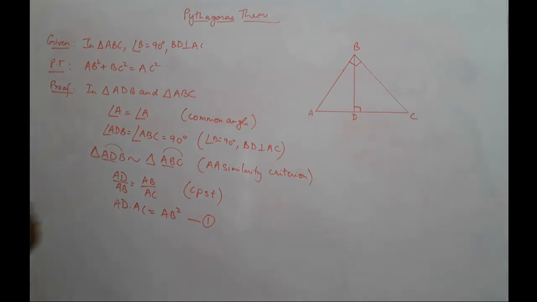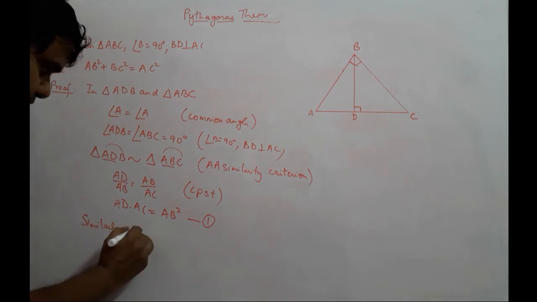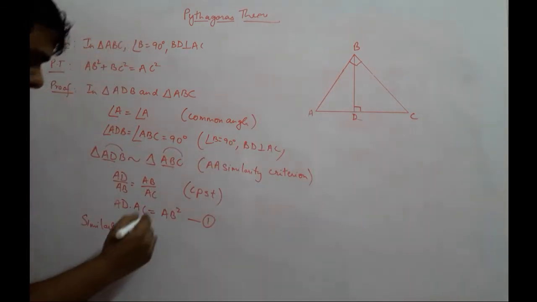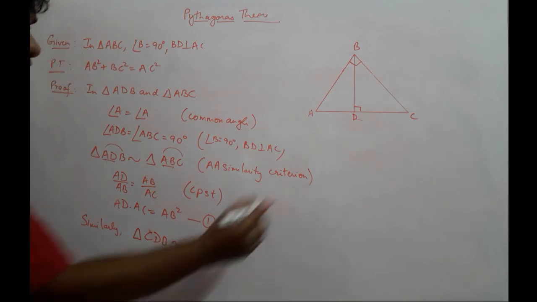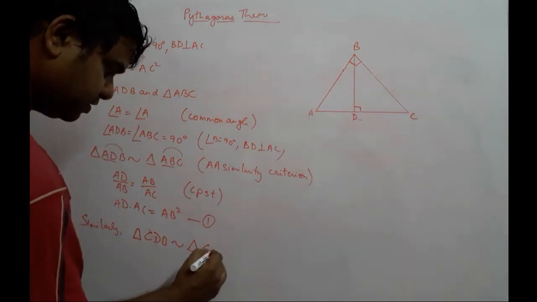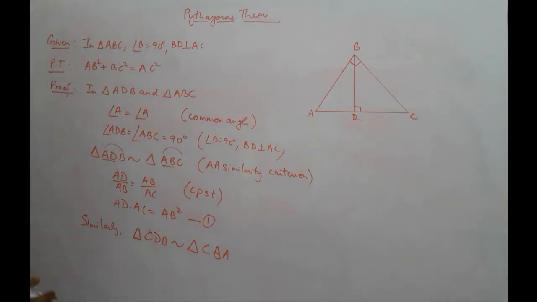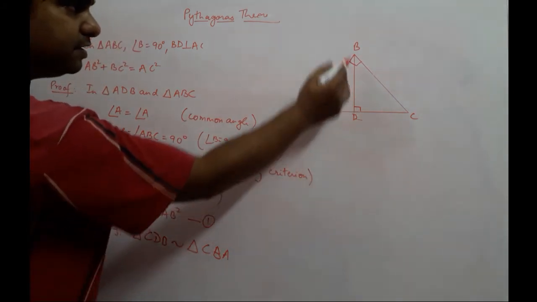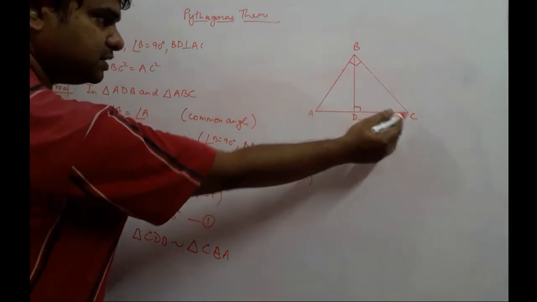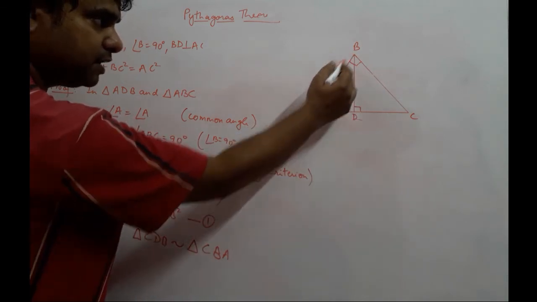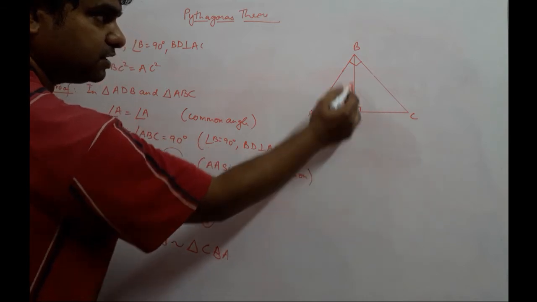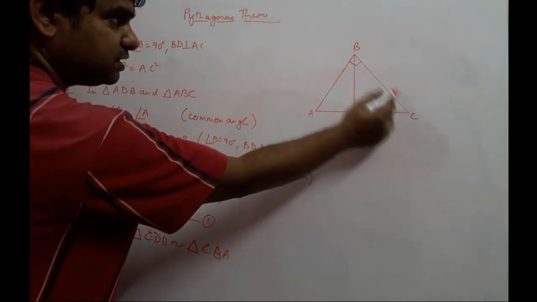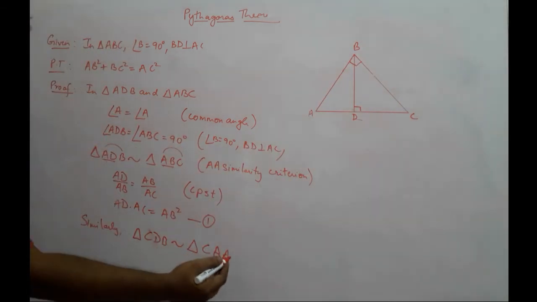Now similarly, triangle CDB is similar to triangle CBA. So in the previous case it was ADB and ABC, starting from A going this way and starting from A going this way. This time it is starting from C going this way, CDB, and starting from C going CBA. So this is how you get it.